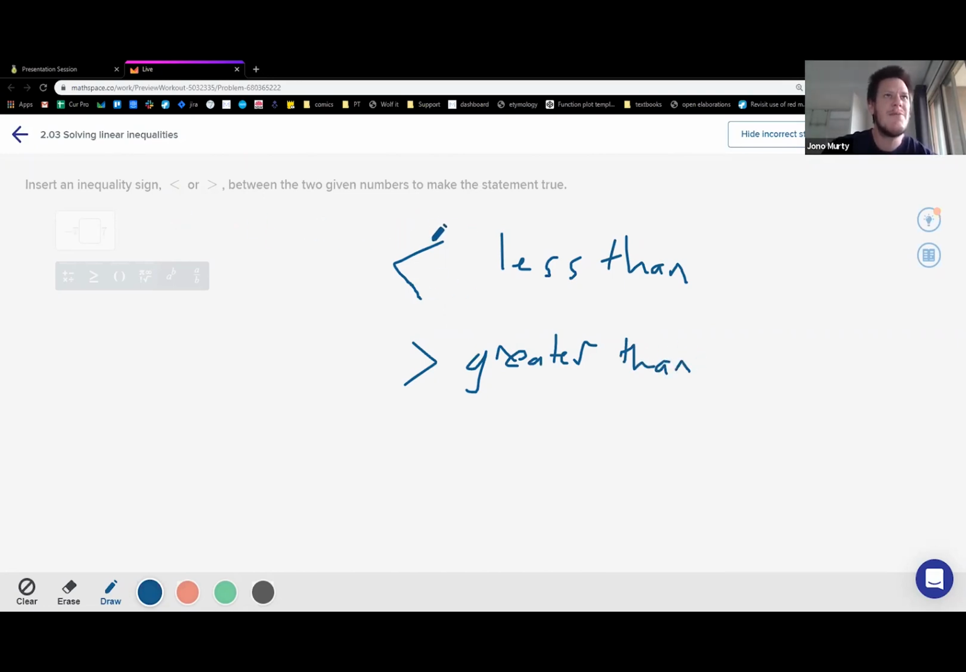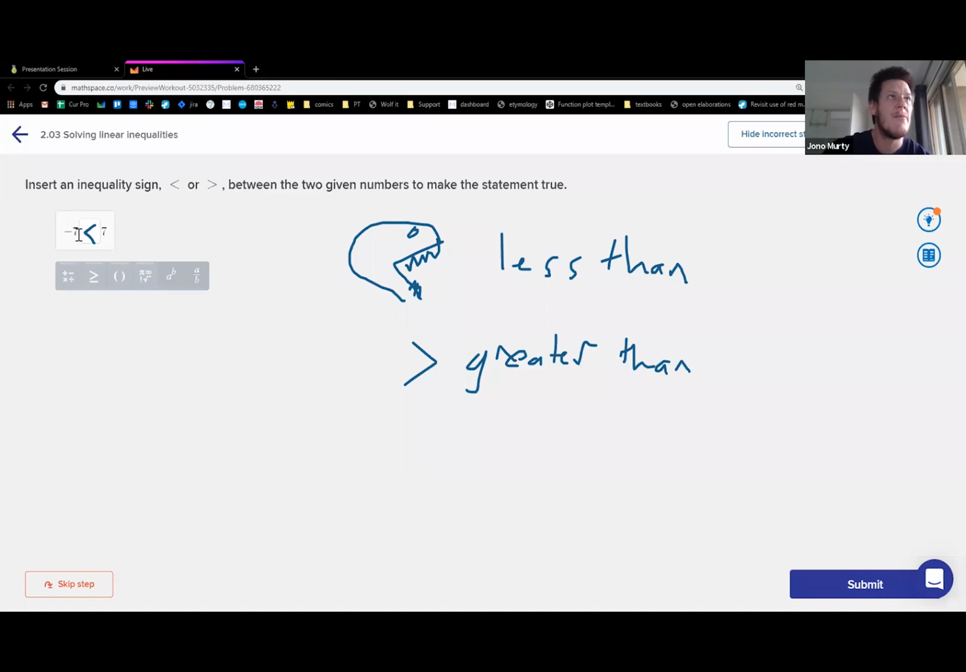There's the old way of remembering it, which probably was used in year 7. We don't really need to think about it now. Just imagine an alligator or some sort of other monster. It wants to eat the larger number. So in this case, we'll put in a less than symbol. -7 is less than 7.